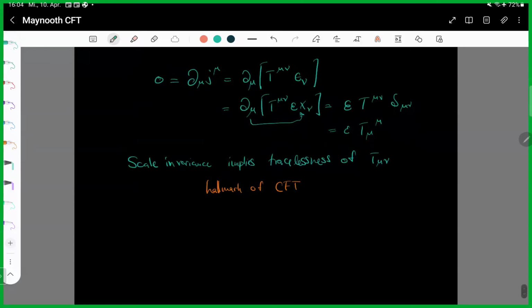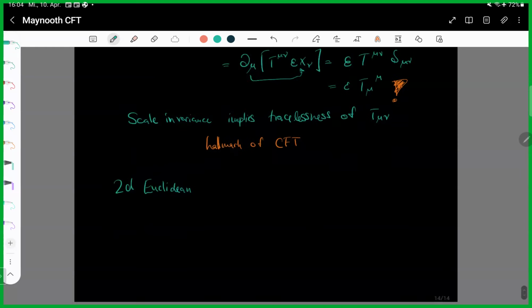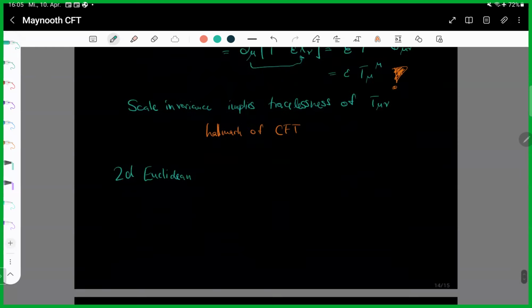Okay, so how can we use this? Now, like I said, this was just basically a rehash of QFT, and this part here is new: the energy momentum tensor is traceless. And now let's go to 2D Euclidean space. So let's go back to the case at hand, the 2D Euclidean case.